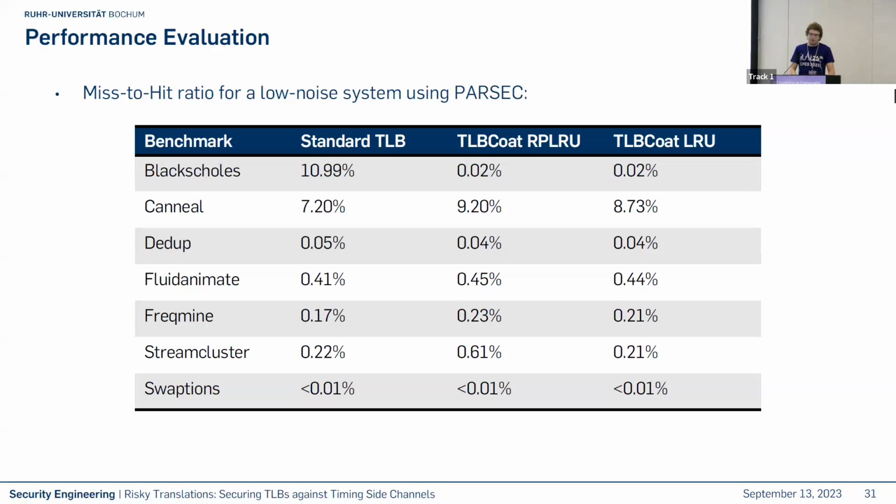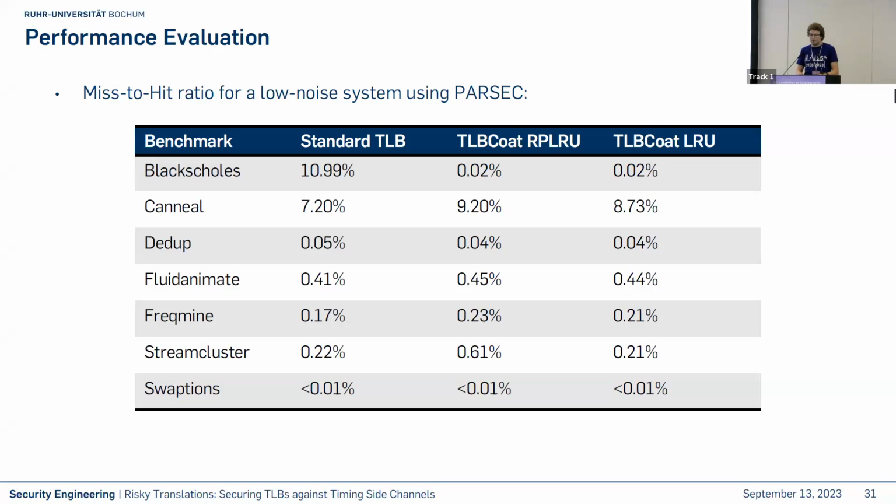So let's also talk about performance. For this, we measured the miss to hit ratio using Parsec, because when you create more misses, of course, the performance will go down. Here we compared a standard TLB-Code with our replacement policy, and TLB-Code with an ideal LRU policy.